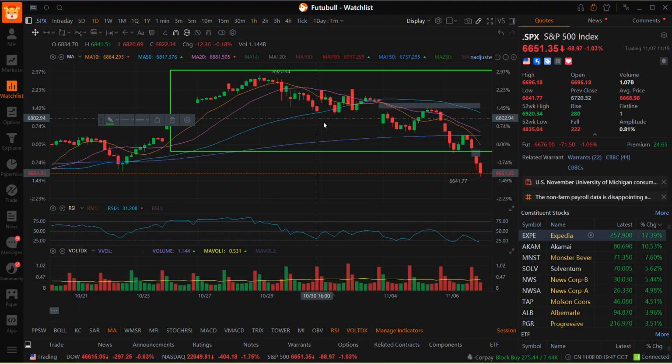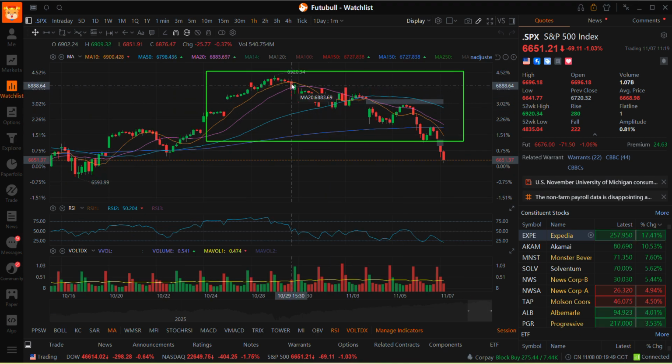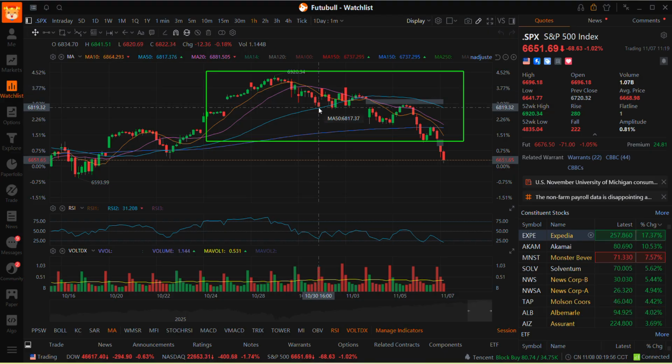You go down to your hourly. You can see that the market actually pulled down here, right, into this area. It broke this 20, pulled down to this 50. Okay, fine, no problem. Let's see whether the buyers stepped in.